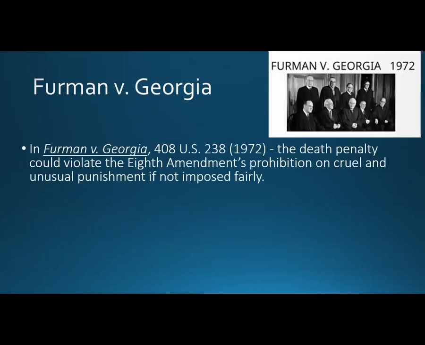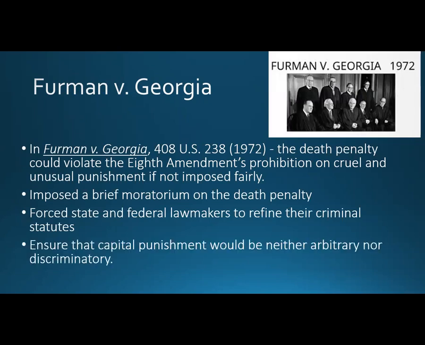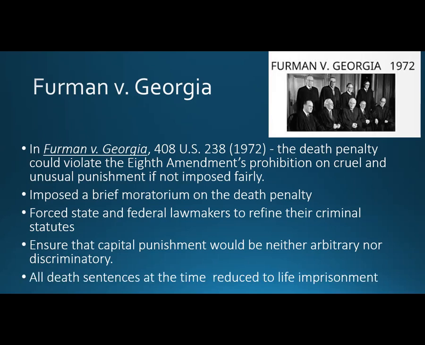So they said it could violate the Eighth Amendment's prohibition on cruel and unusual punishment if not imposed fairly. So a brief moratorium was imposed on the death penalty for state and federal lawmakers to refine the criminal statute to ensure that capital punishment would be neither arbitrary nor discriminatory. And for the next 4 years, states started scrambling and they would send things up and the Supreme Court would say, no, this doesn't cut it yet.